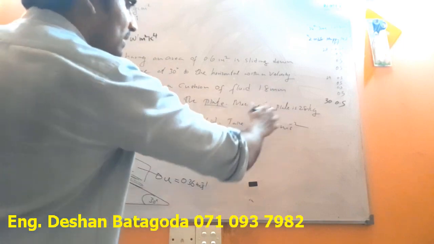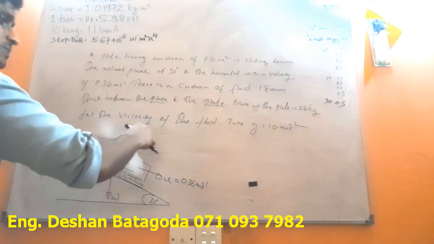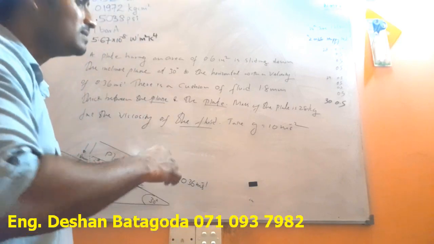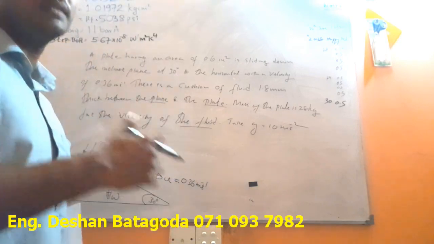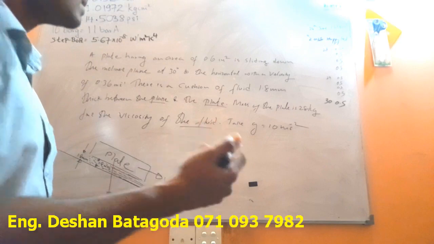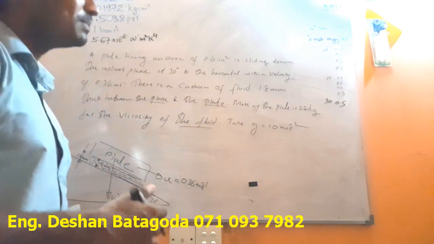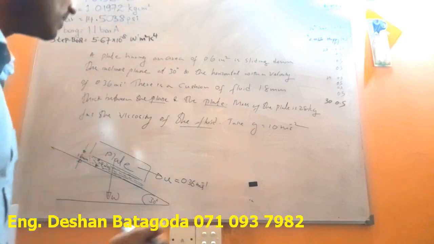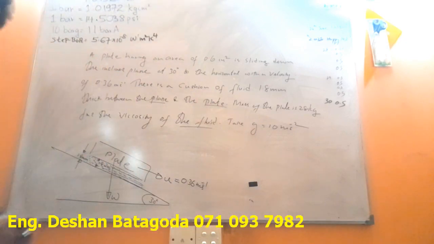Mass of the plate is 28 kilograms. Find the viscosity of the fluid, and be very careful. Always look at the values that are given. So do not always consider g equals 9.81, because in this problem it is given that take g as 10 meters per second squared. So now we have to find the viscosity.